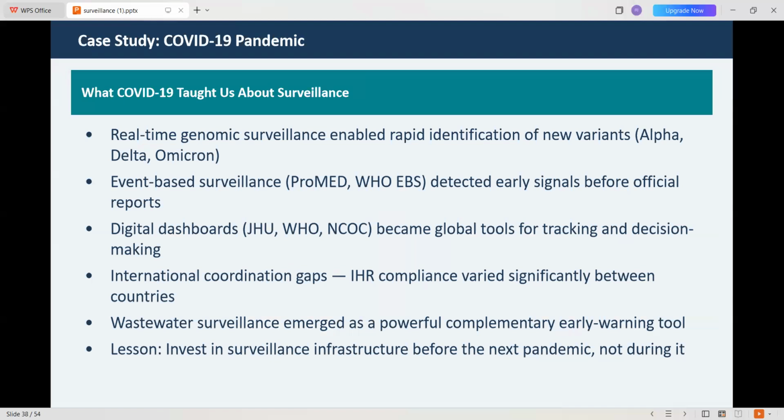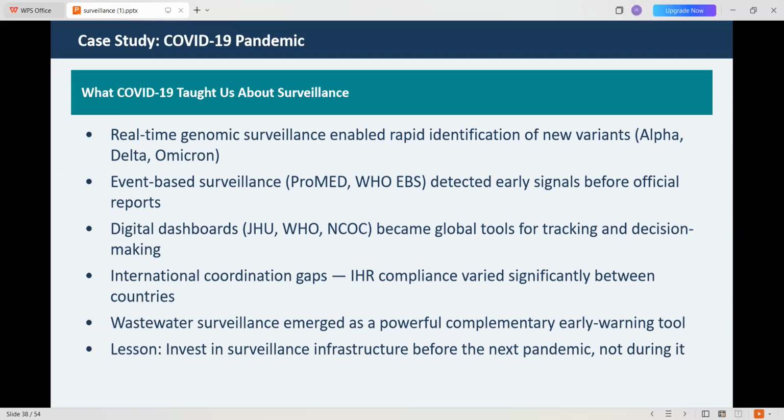Next is the case study, that is the COVID-19 pandemic. What has COVID-19 taught us about surveillance? Real-time genomic surveillance enabled rapid identification of new variants: Alpha, Delta, and Omicron. Event-based surveillance, ProMED and WHO, enabled detecting early signals before official reports. Digital dashboards became a global tool for tracking and decision making. International coordination gap: IHR compliance varied significantly between countries. Wastewater surveillance emerged as a powerful complementary early warning tool.